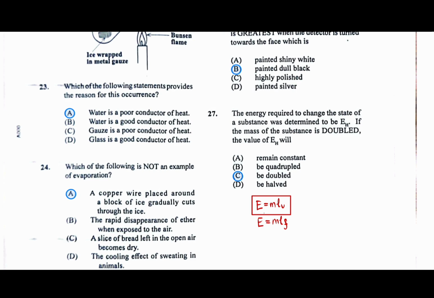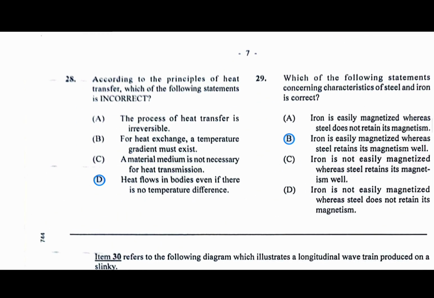So if I double the mass, look at what's going to happen. The mass is now going to be 2 times m. It's going to be 2mLv. Okay. And I want you all to remember that mLv was equal to E. So 2mLv is going to be 2 times E. So if I double the mass, I'm going to double the energy, as you can see here. E would have been the initial energy, and if we double the mass, it's going to be 2 times the energy.